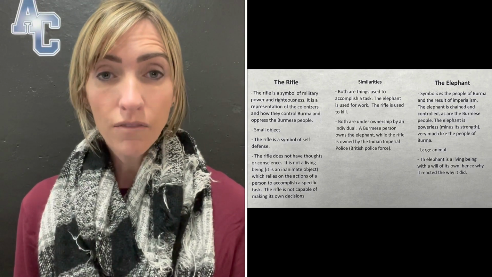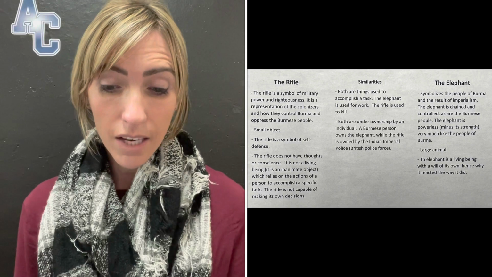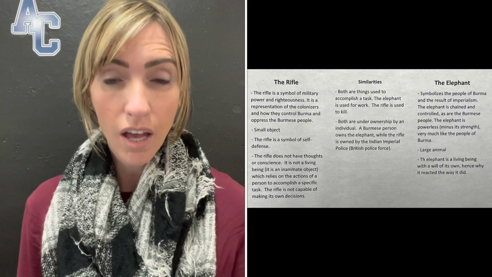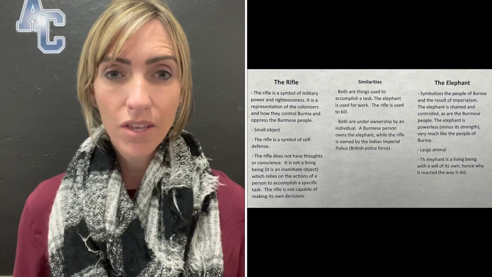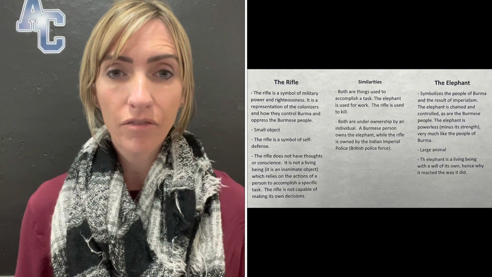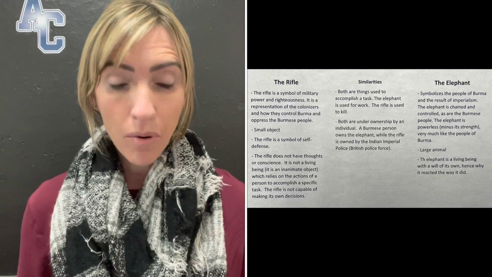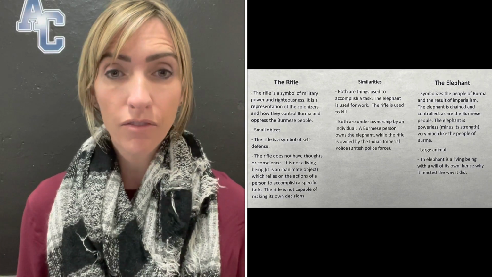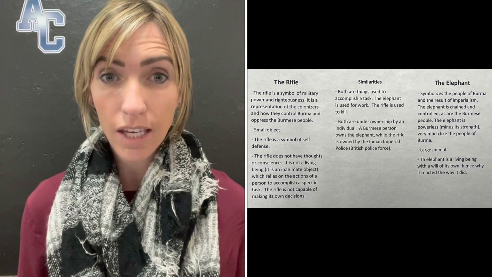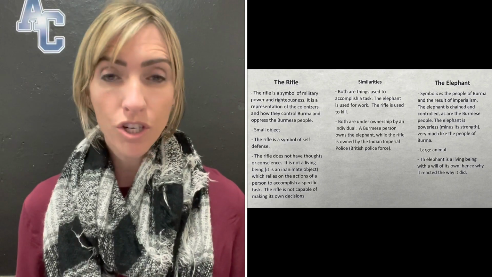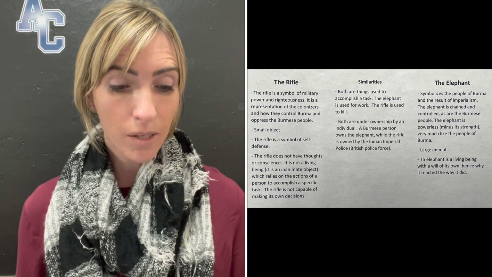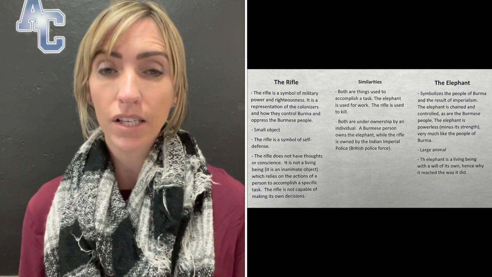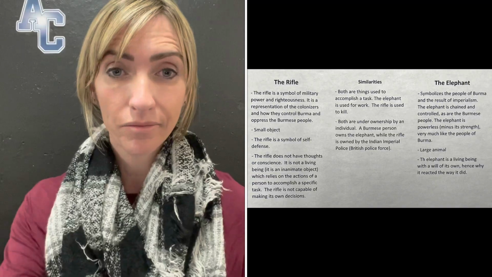So as mentioned, the elephant is a very large animal. It is a living being, so it is alive, it has a will and a mind of its own, hence why it did react the way it did. So some things that are similar between the rifle and the elephant. Both things are used to accomplish a task. So the elephant is used for work, the rifle is obviously used to traditionally kill. Both are under the ownership of an individual. A Burmese person owned the elephant, while the rifle was owned by the Imperial Police, so the British police force.